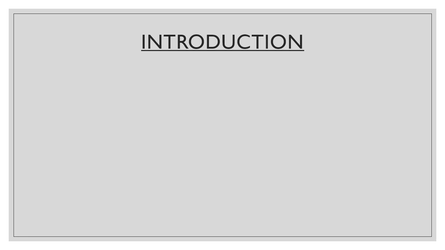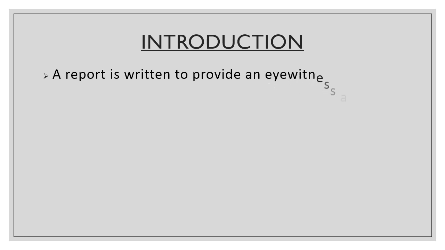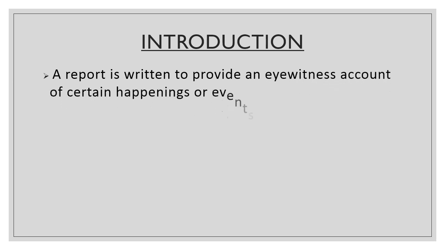Basically, in introduction, I would like to tell you all what actually report writing is all about. So let's quickly read that. A report is written to provide an eyewitness account of certain happenings or events. So a report is written to provide an eyewitness account. Eyewitness means a person who has witnessed himself of certain happenings or events.